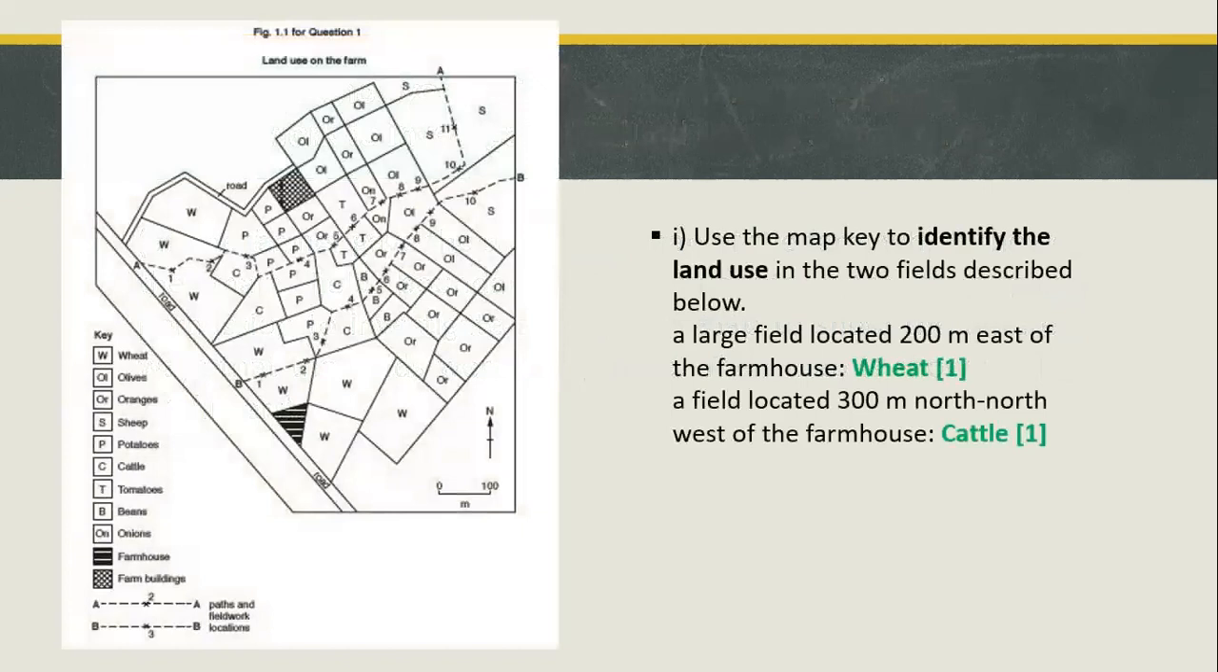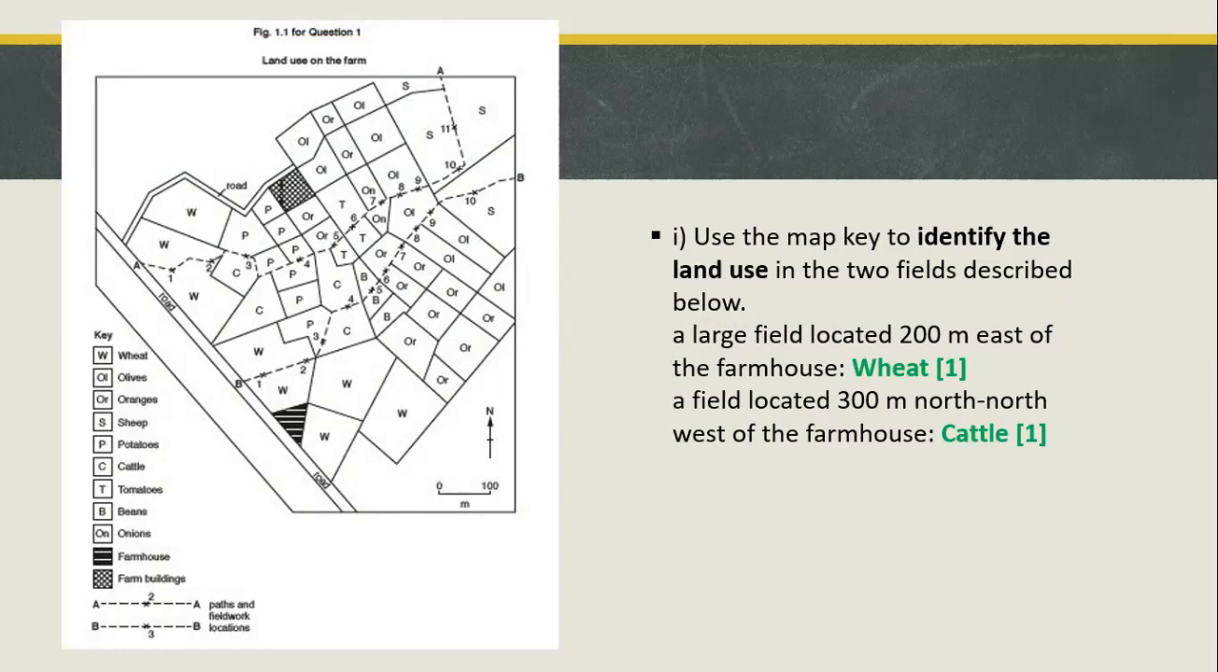Let's look into the map. Okay guys, as you can see, this is the map where you can see the key: W is wheat, OL olives, OR oranges, S for sheep, P for potatoes, C for cattle, T for tomatoes, B for beans, ON for onions, and you have farmhouse and farm buildings, and then you have path and fieldwork, and then locations. Now let's look into the question related to the land use on the farm, Figure 1.1 for question 1. Use the map key to identify the land use in the field described below.